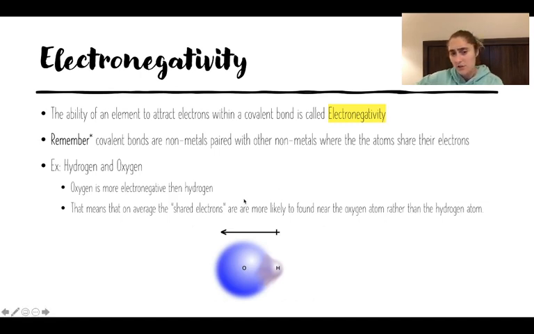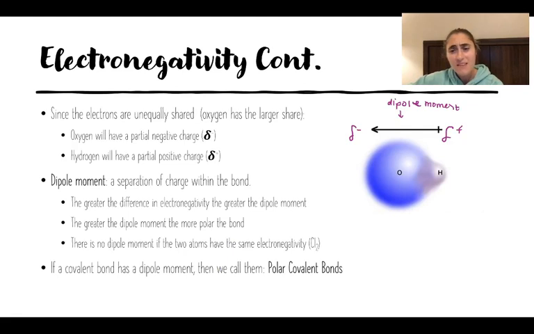So let's look at hydrogen and oxygen. Oxygen is more electronegative than hydrogen. So as a result, more of the electrons are found surrounding the oxygen atom. And this means that this is unequally shared, right? So oxygen has more electrons around it than hydrogen. So what does that mean?